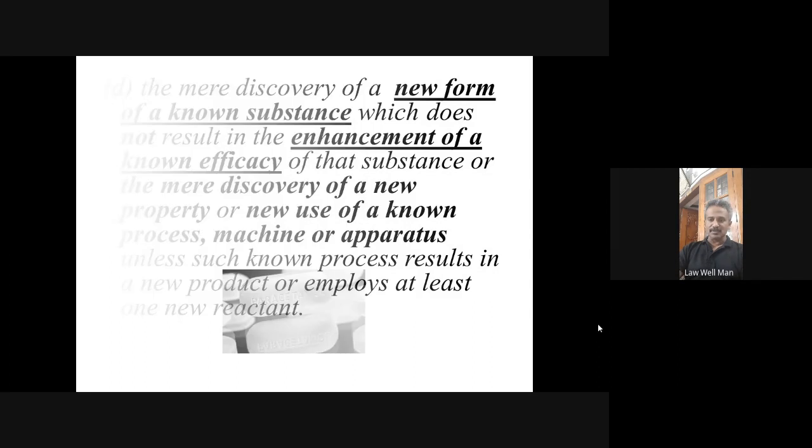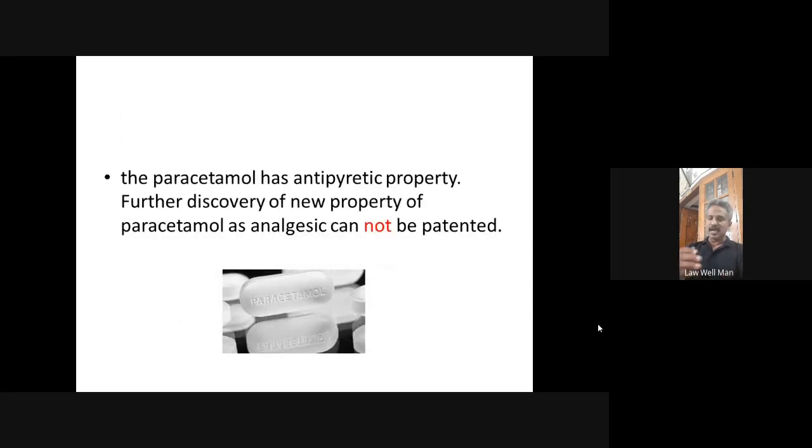I've got a few more examples to understand this section, because this section has other parts too. A similar example could be paracetamol, which you and I take almost every month, perhaps, especially during the Corona period. Paracetamol has an antipyretic property. It already has that property. If there is a further discovery of a new property of paracetamol as an analgesic, it cannot be patented, because this is an already known substance, and one of its functions is already known.